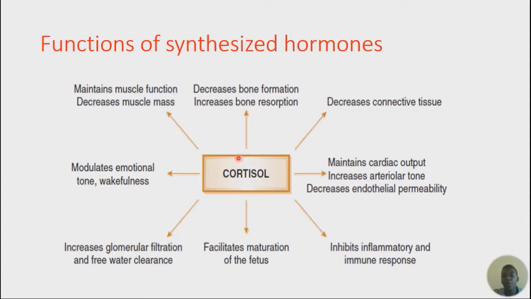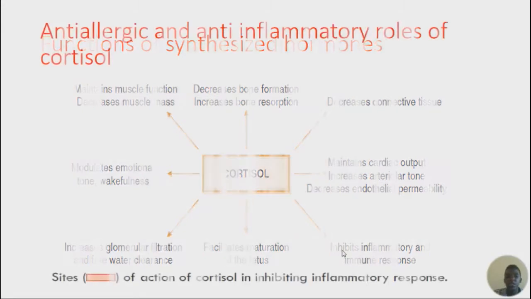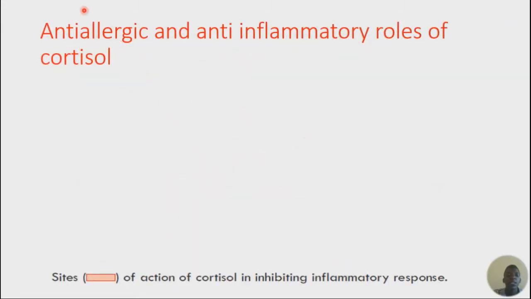Cortisol inhibits inflammation and immune response. We shall talk more about this. Cortisol facilitates maturation of the fetus. This is a good point to note. It increases glomerular filtration and free water clearance. Yeah, those are the basic functions of cortisol. When they ask you for some six, you can give some six from here. It inhibits inflammation and immune response. Let's continue. We want to talk about the anti-allergic and anti-inflammatory roles of cortisol.